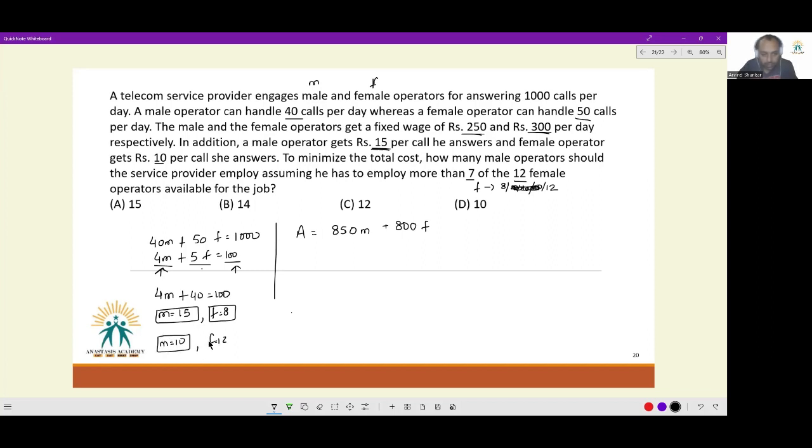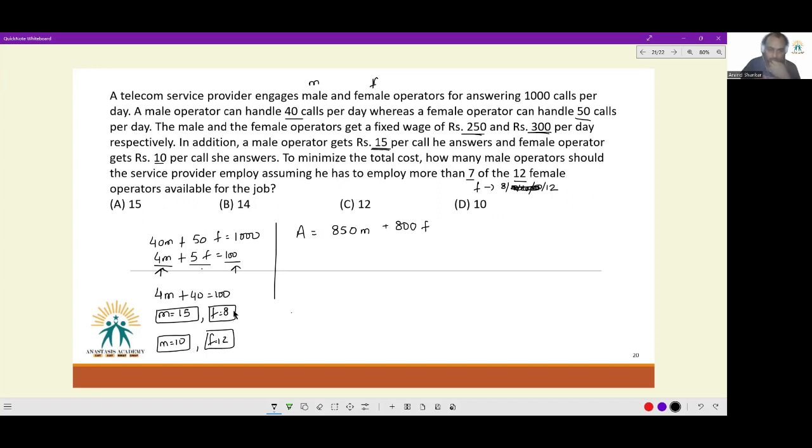I've done the calculation in my head. Hopefully it is not a problem. 5 into 12 is 60. 100 minus 60 is 40. 4M is 40. So M will be 10. These are the only two cases we have to check for. Let's go ahead and check.